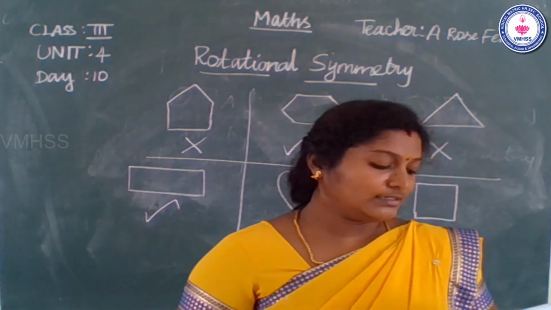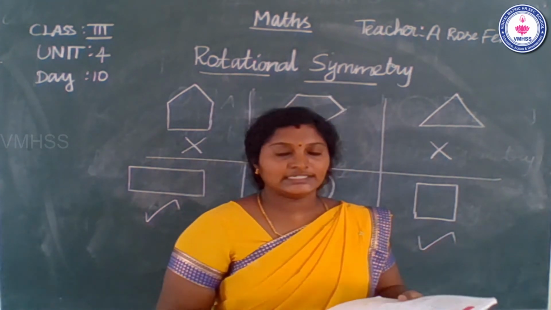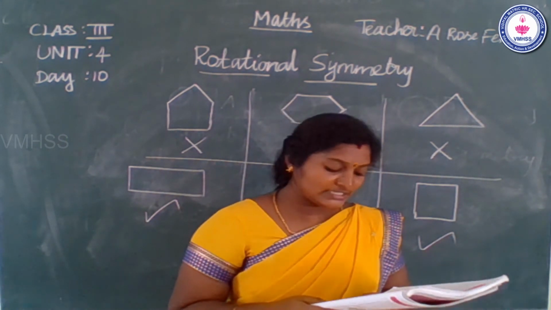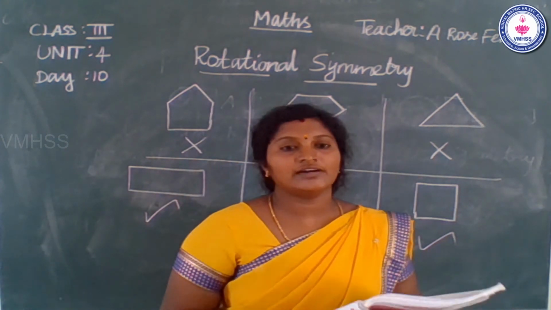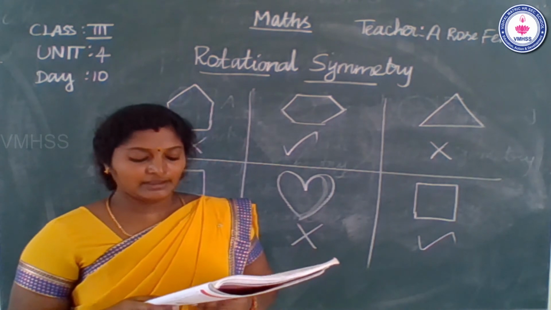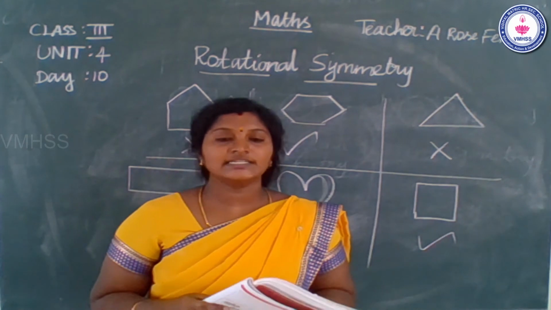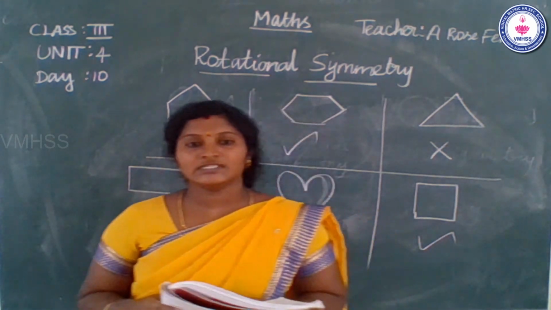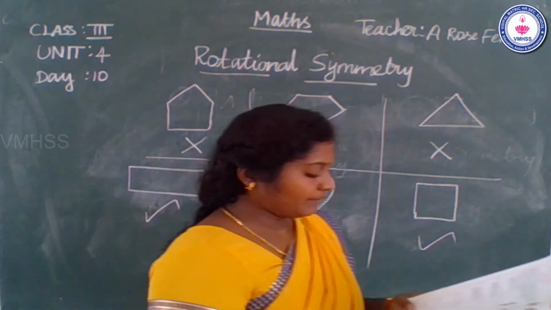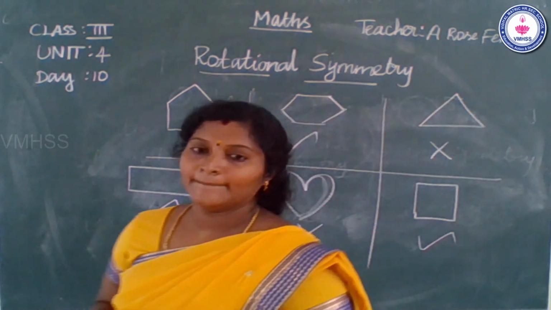So first one, wrong answer. It is not a rotational symmetry. So it is a line of symmetry only. Okay. So second one, rotational symmetry and line of symmetry also. Okay. So dear children, last C1. So it is not a rotational symmetry. So it's a line of symmetry only. Okay. So D. Question number D. So it's a rotational symmetry and line of symmetry.